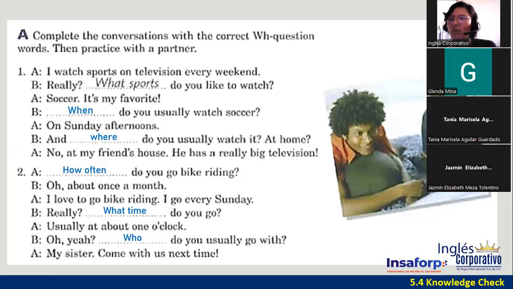I watch sports on television every weekend. Really? What sports do you like to watch? Soccer. It's my favorite. When do you usually watch soccer? On Sunday afternoons. And where do you usually watch it? At home? No, at my friend's house. He has a really big television.